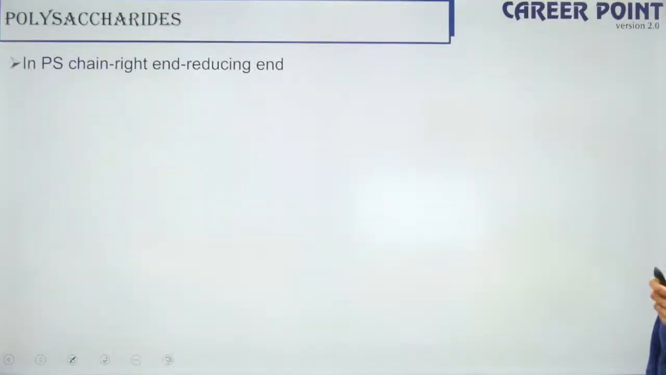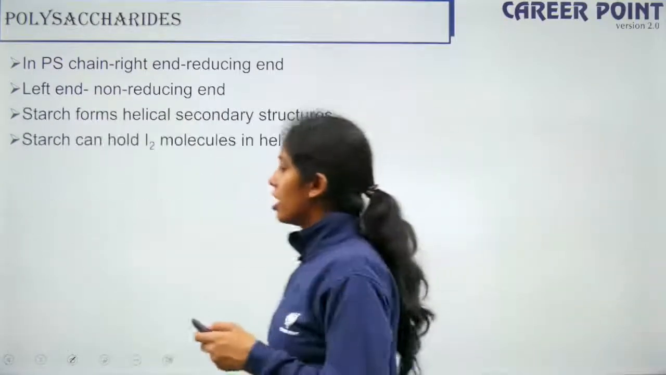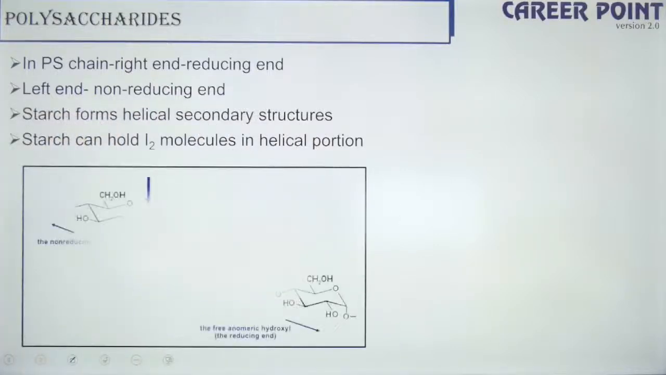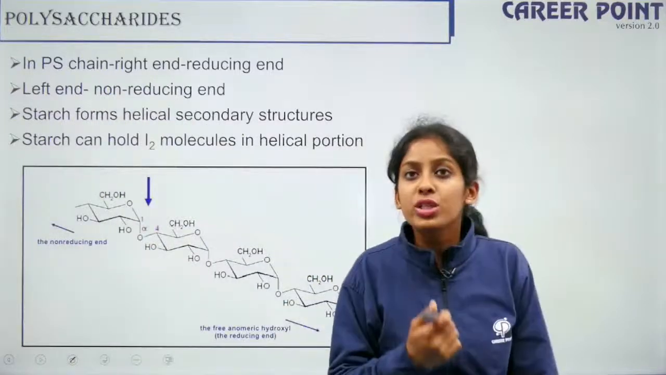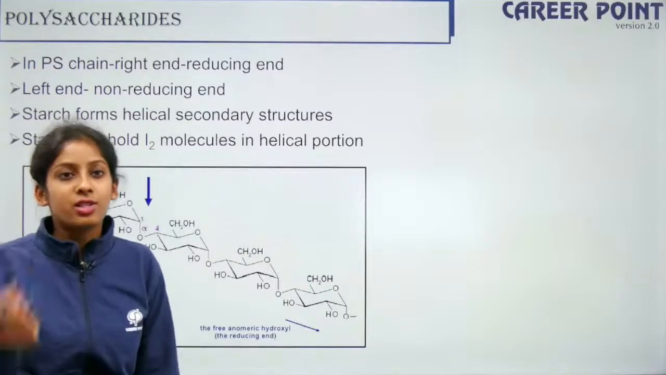So in a polysaccharide, the right hand end is called the reducing end, the left end is the non-reducing end. So starch forms a helical secondary structure. It can hold iodine molecules. So that is why, to test the presence of starch after photosynthesis, we use iodine. That is the only reason we use iodine to test for the presence of starch.